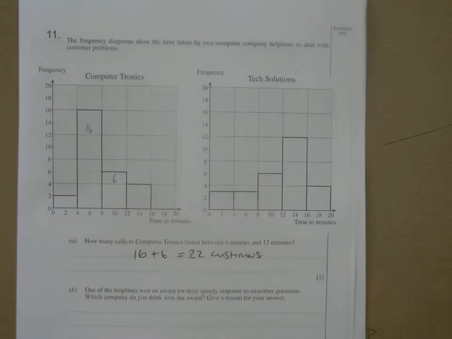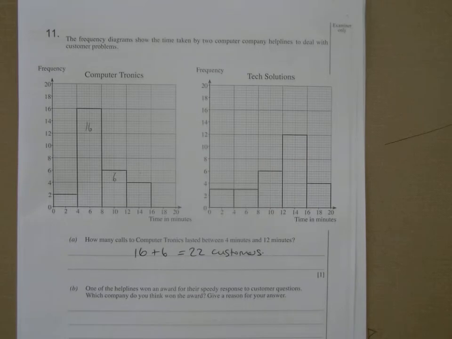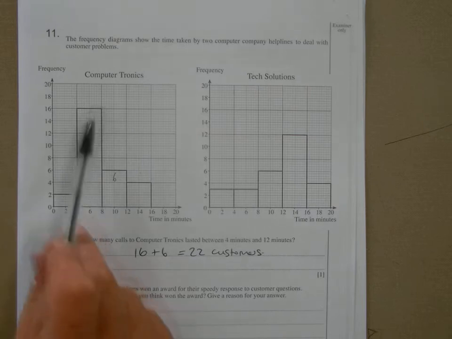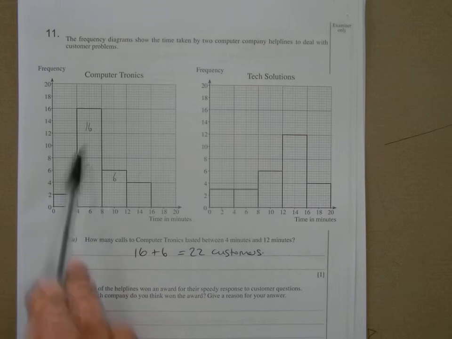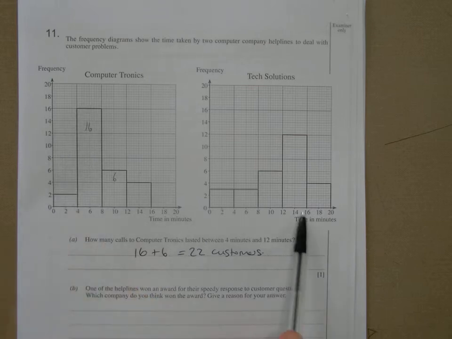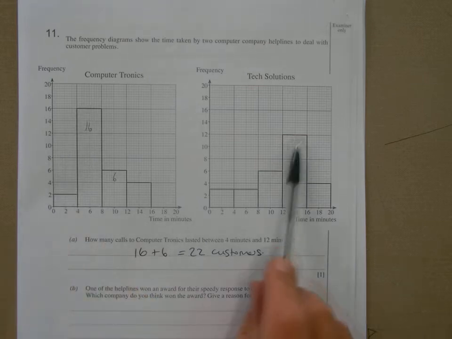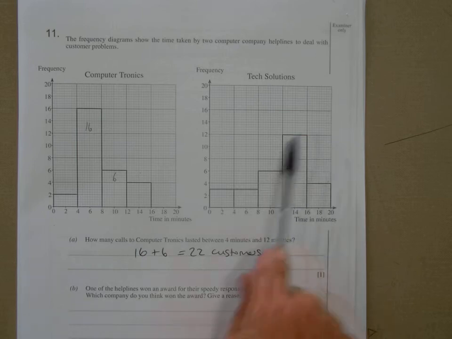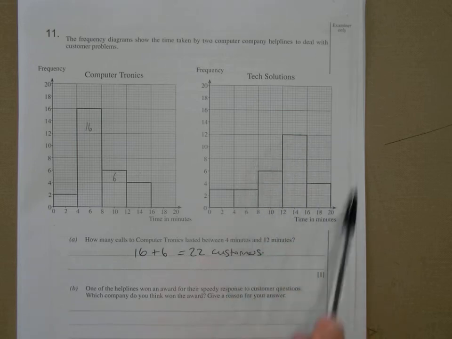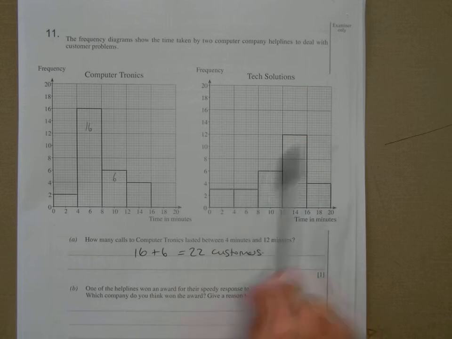Part B then, it says one of the helplines won an award for their speedy response to customer questions. Which company do you think won the award? Well, it's for getting the calls answered as quickly as possible. So you can see Computertronics have achieved that. This is their modal group, whereas the modal group for Tech Solutions is a lot higher. So you can see most of their calls taking that sort of length of time. That's where most of their customers are.